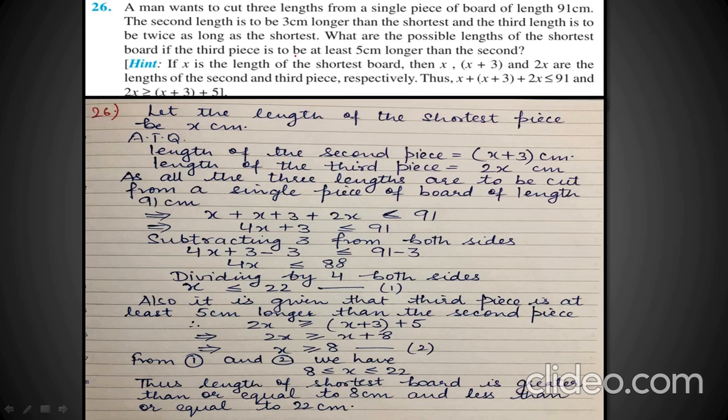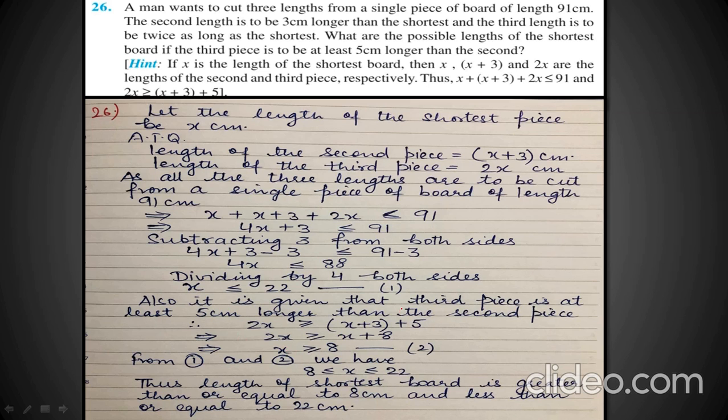Now also it is given that the third piece is to be at least 5 centimeters longer than the second. So the length of the third piece is 2x. So it must be greater than or equal to x plus 3, that is the length of the second piece, plus 5. Now we solve this inequality. So 2x greater than or equal to x plus 3 plus 5 becomes x plus 8. Subtracting x from both sides, we get x greater than or equal to 8.